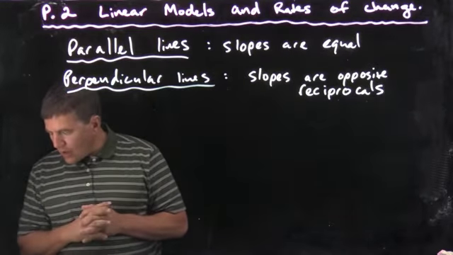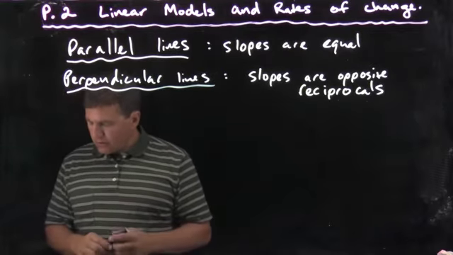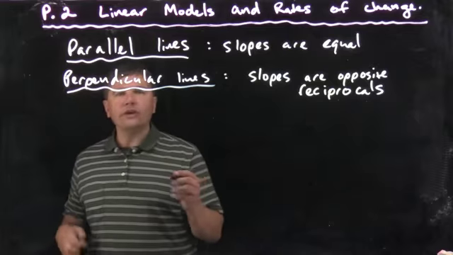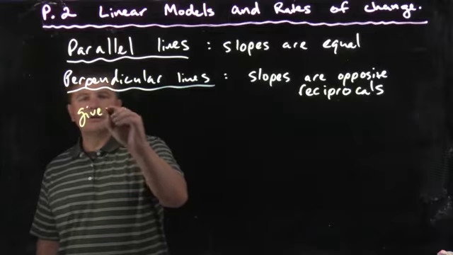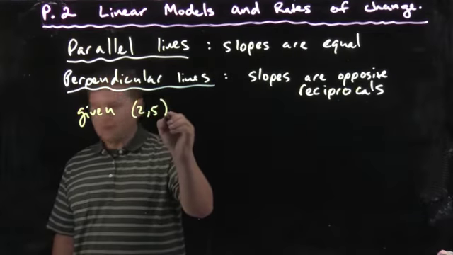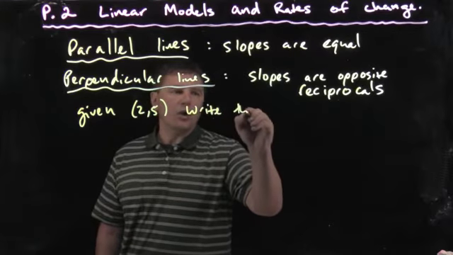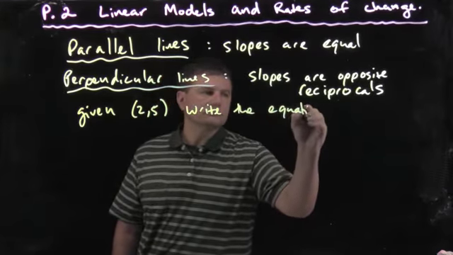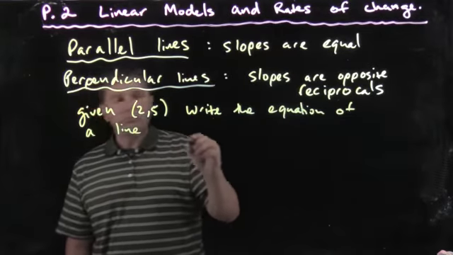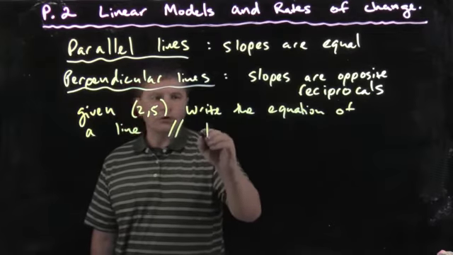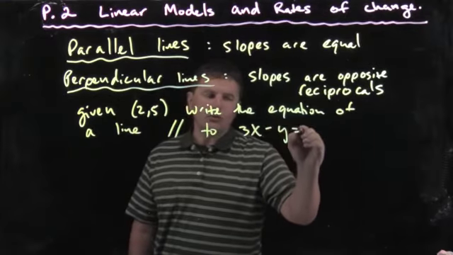Okay, so now let's say we're given a point, so this is a common thing. So let's say given the point (2, 5), write the equation of a line parallel to 3x minus y equals -2.